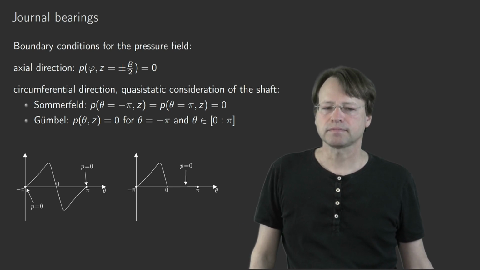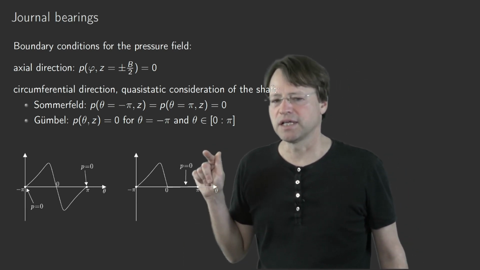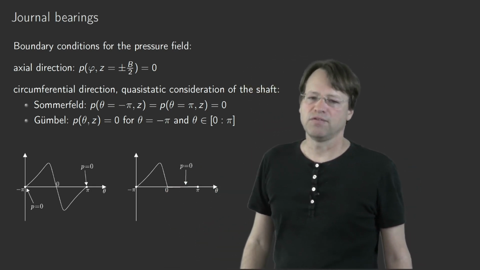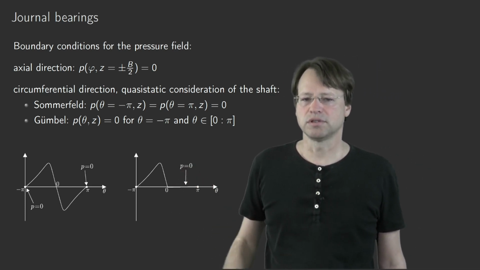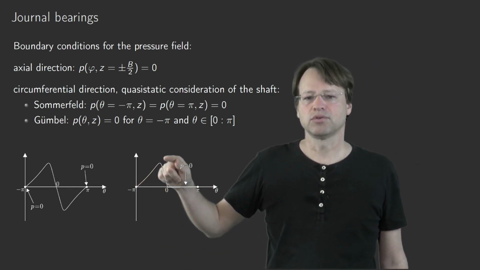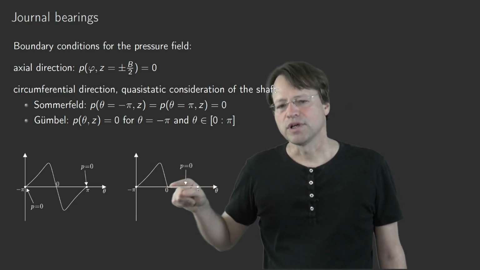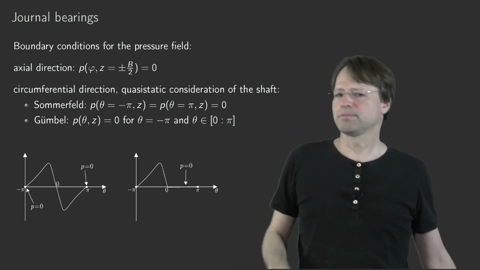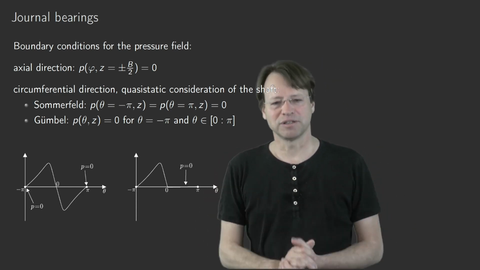Why? Well, because there's another problem, and the problem sits exactly at theta equal to 0. If you look at that figure, then what you can see is that at theta equal to 0, the pressure distribution in circumferential direction has a kink. Therefore, it's not differentiable at that point. Well, you would perhaps say, that's a mathematical problem. I don't care. I'm an engineer.